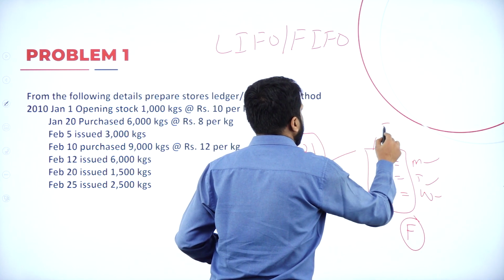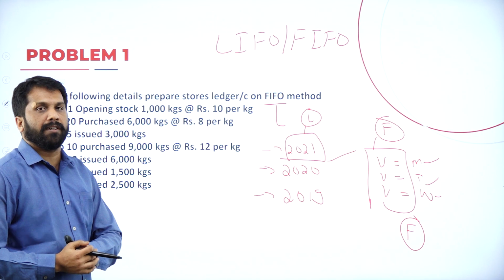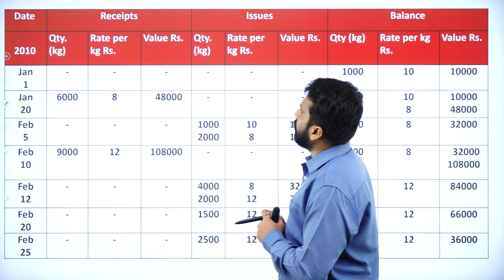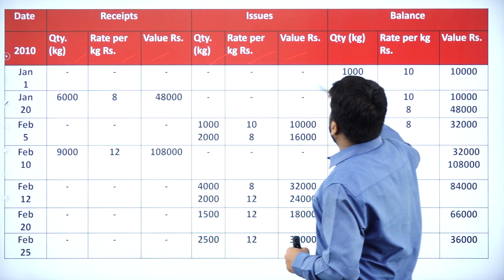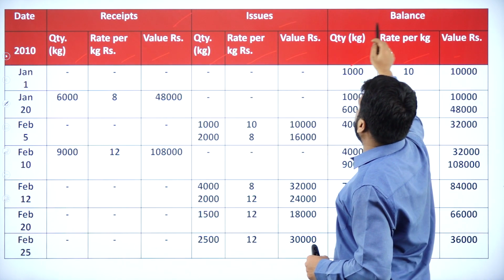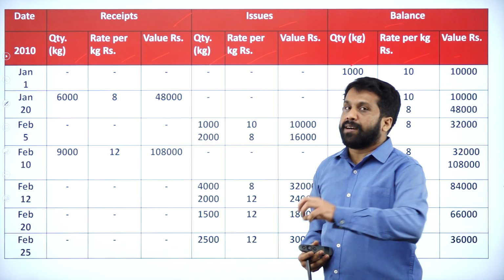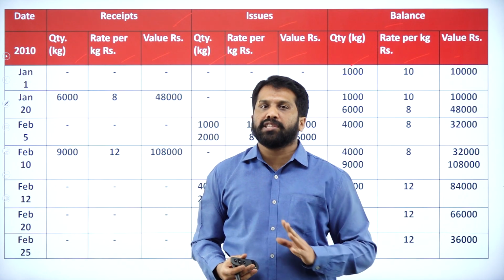Here we follow the FIFO method. Here we follow the LIFO method. Hope you are clear. In FIFO and LIFO, these are the columns we have: quantity, rate, amount, quantity, rate, amount, quantity, rate, amount. Now you have the receipt column, issue column, and balance column. Opening balance comes under balance. All the receipts come under receipt. All the issues go to the issue column.